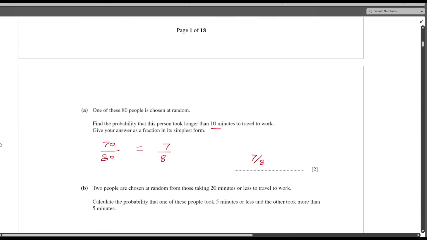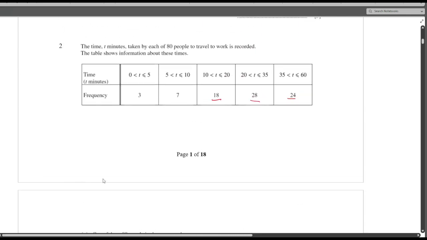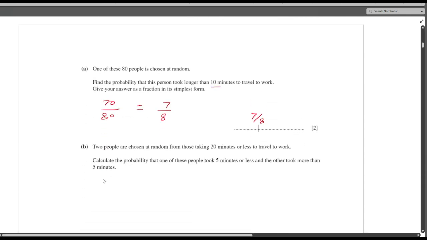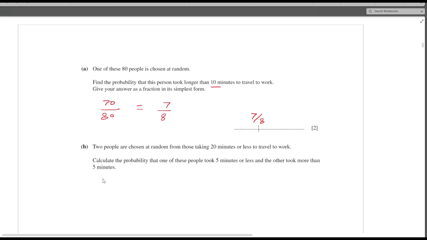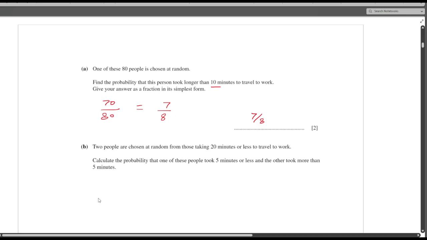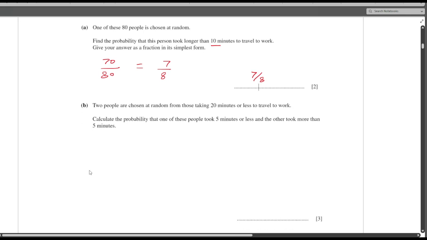Now part B. Two people are chosen at random from those taking 20 minutes or less to travel to work. Calculate the probability that one of these people took 5 minutes or less and the other took more than 5 minutes. Now, here it is a conditional probability.